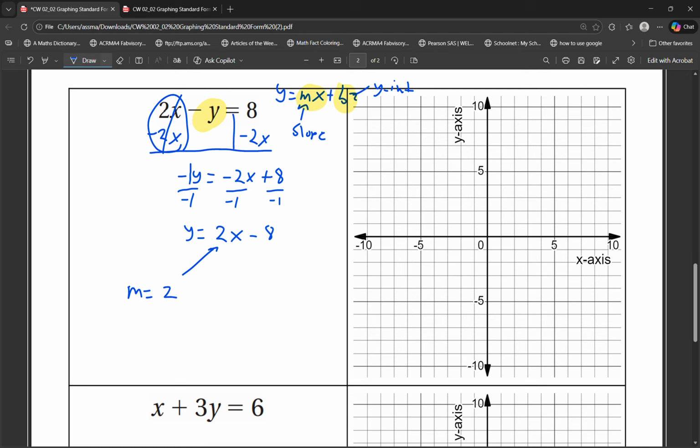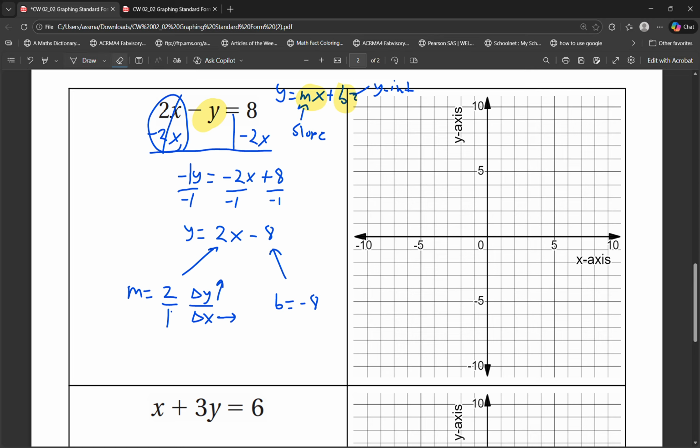Okay? So now that it's in slope-intercept form, I've got my slope, m equals 2. Keep in mind, make the 2 a fraction, so you put a 1 underneath it. This gives us your delta y over delta x. Notice that 2 is positive, which means you're going to go up 2, and since 1 is positive, you're going to go to the right 1. And then you have your b, where you're going to begin: negative 8.